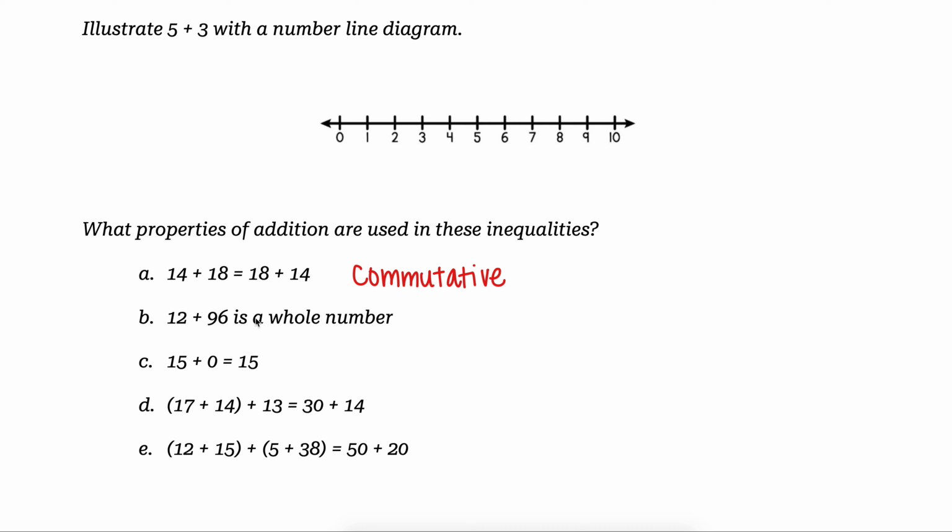The second one, 12 plus 96 is a whole number. That's an example of the closure property. When you add 2 whole numbers, the answer is going to also be a whole number. Part C, 15 plus 0 equals 15. That's the additive identity property of 0. And that's going to take me just a second to write.